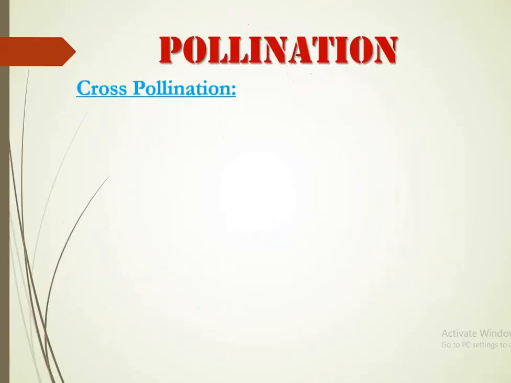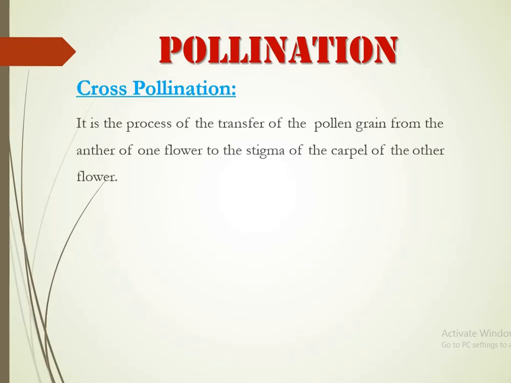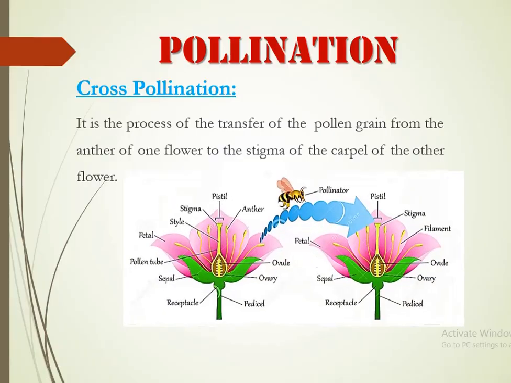Next is cross-pollination. It is the process of transfer of pollen grain from anther of one flower to the stigma of the carpel of the other flower. So it involves different pollinators. Here in this diagram, the pollen grains from anther of the one flower are shifted or transferred by the pollinator to the stigma of the other flower. So this type of pollination is known as cross-pollination.